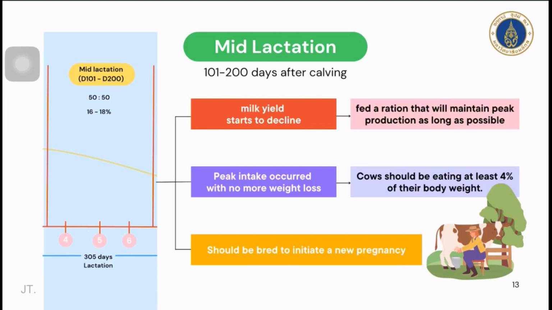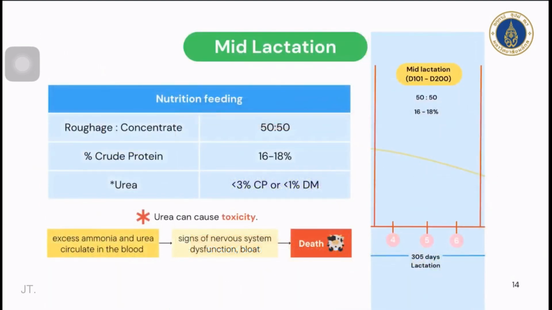From the above, we need to feed a proper ration for the best production results. A past study found that the proper ratio of roughage per concentrate is 50 per 50, which includes 16 to 18% of crude protein. In this stage, urea can be added to feed in order to reduce costs. However, urea can cause toxicity. When there is excess ammonia and urea circulating in the blood, cows will show signs of nervous system dysfunction, bloat, and death. So, we need to carefully measure the amount of urea added, which should be not more than 3% of crude protein.